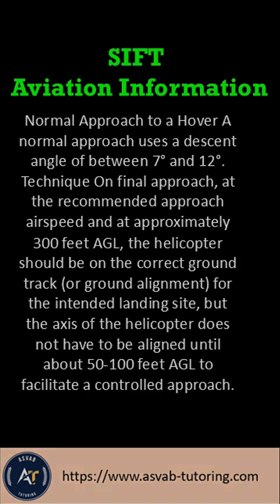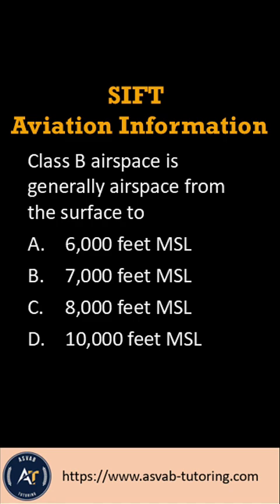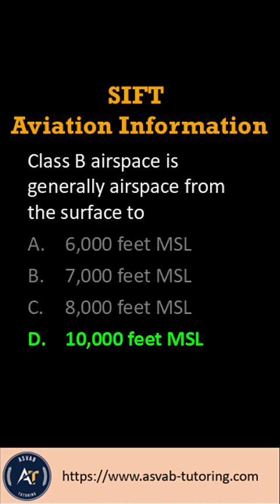Class B airspace is generally airspace from the surface to A. 6,000 feet MSL. B. 7,000 feet MSL. C. 8,000 feet MSL. D. 10,000 feet MSL. The correct answer is D.